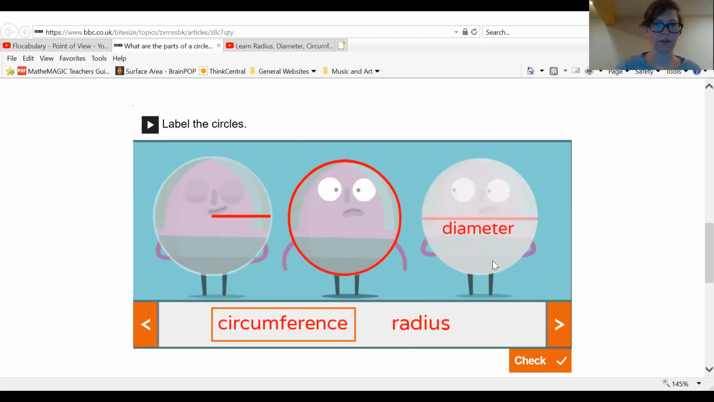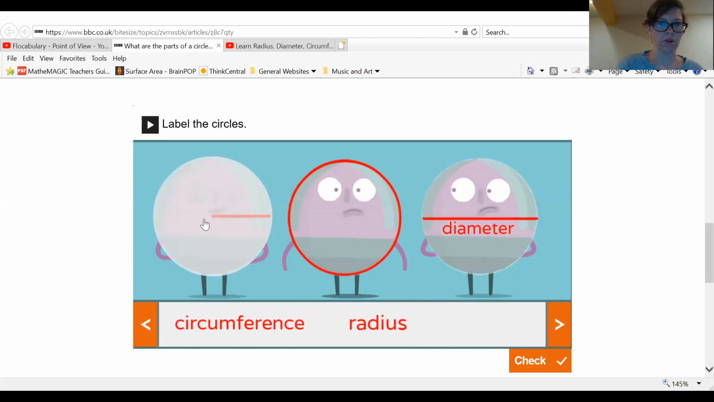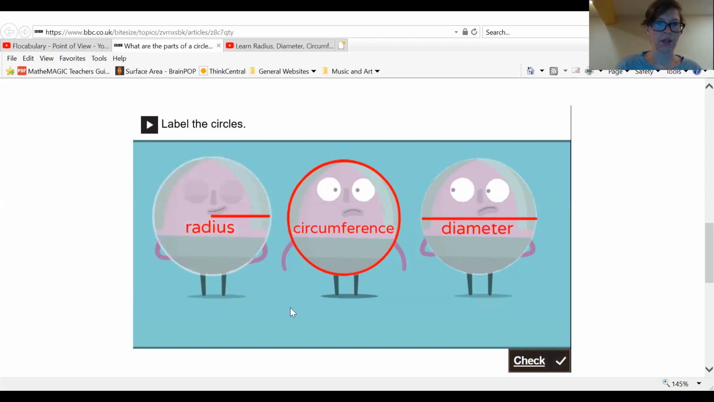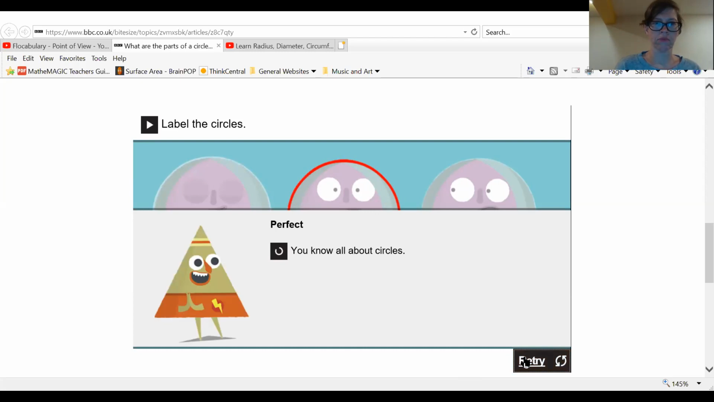All right, so the third one should be the diameter. The middle one should be the circumference, or the distance around the circle. And the first one should be the radius. Perfect! You know all about circles.